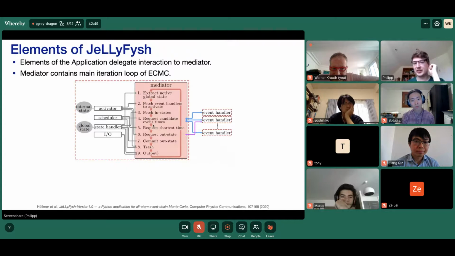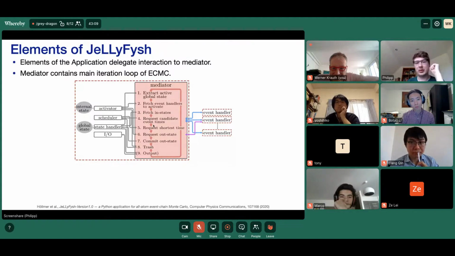Step 7 commits this outstate, and step 8 then is responsible for trashing events which became invalid. For example, if my active particle changed, I trash all factor events. Step 9 is optional because sometimes after, for example, sampling events, I want to really sample something. So this is then the output part.